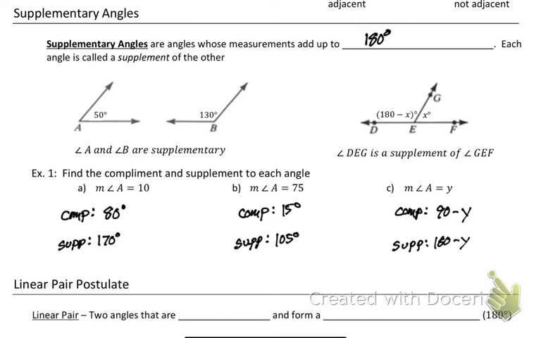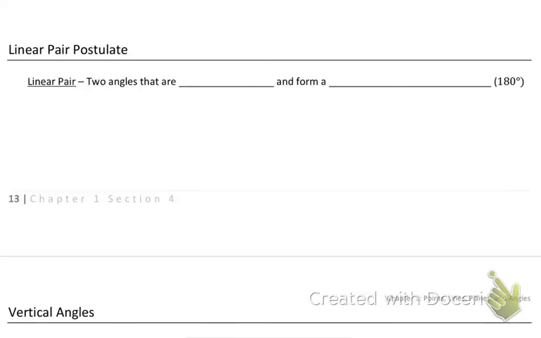All right, now I said supplementary and complementary. I'm going to say it again. They do not have to be adjacent. Adjacent means they share that ray. They don't need to be. They could be miles apart and they can still be supplementary or complementary. A linear pair is a very specific pair. It does need to be adjacent. So it needs to be two angles that are adjacent.